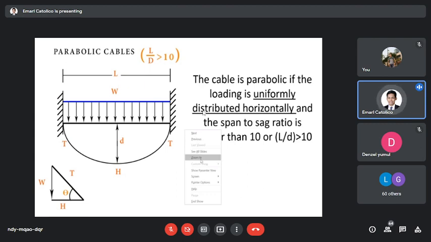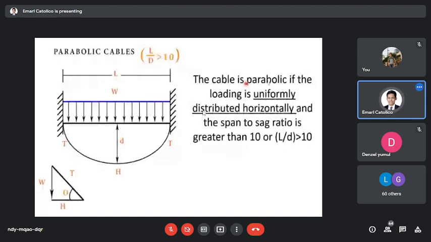So, at initial, yung kable ng kuryente, straight line yan. So, itong L yan. At kalaunan, nagsasag yan. No? So, yung pagkasag na yan, nagpo-form yan lagi ng parabolic. So, ito yung diniscuss, I think, ni Sir Capote nung nag-seminar siya, no? Parabolic cable. Okay, so first, discuss muna natin yung parabolic cable.